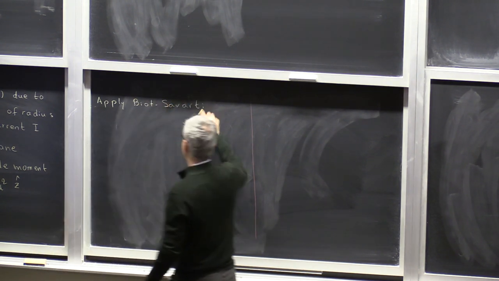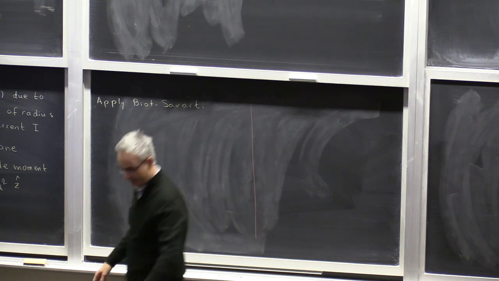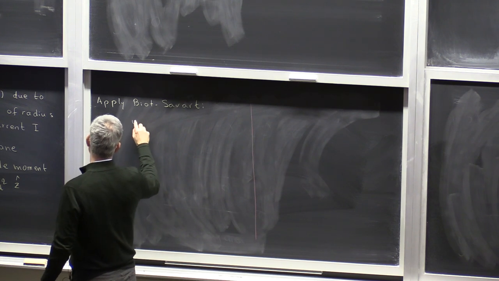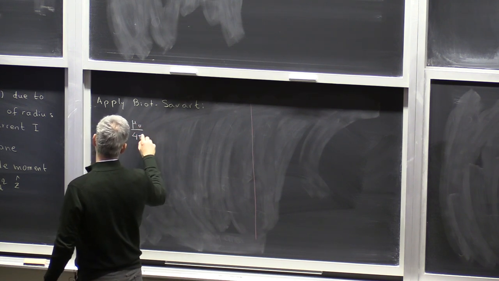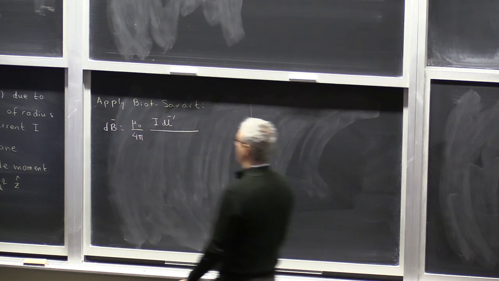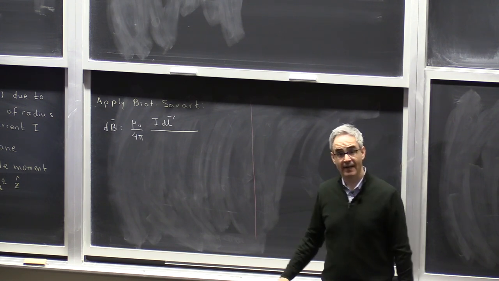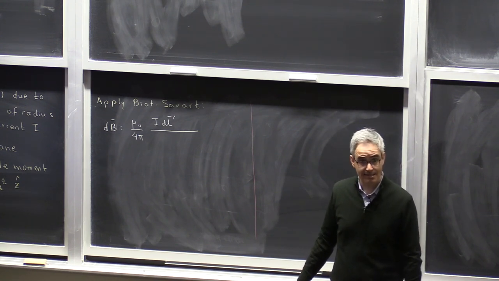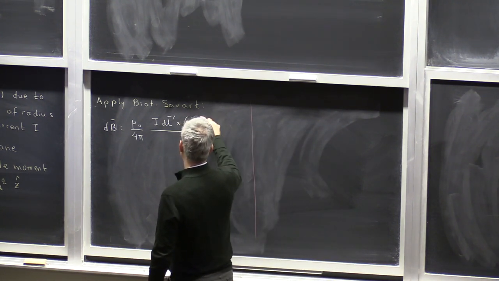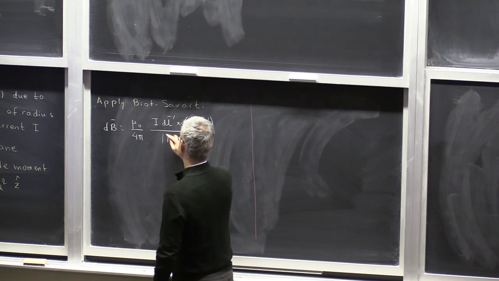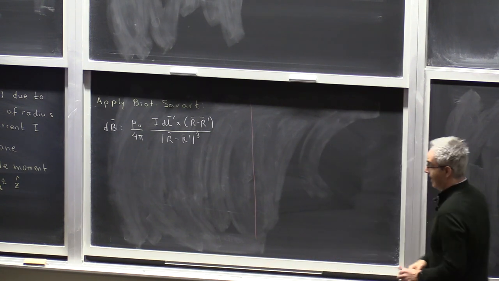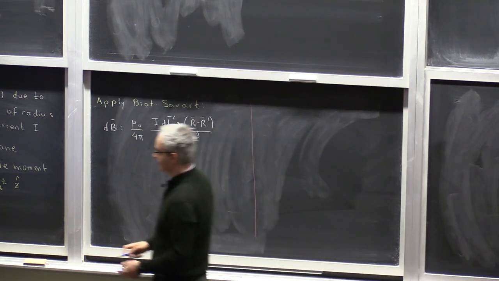So this is our third example of the Biot-Savart law, which says that if you have a current element Idl primed, and you are interested in finding its magnetic flux at an observation point with position vector r, you have to calculate this quantity. Very similar to the Coulomb law that we saw in electrostatics.